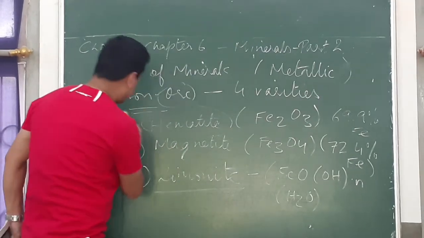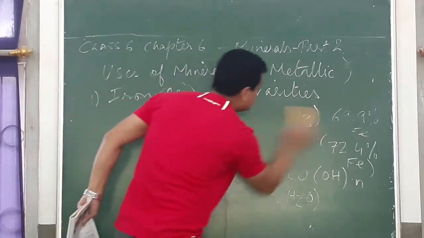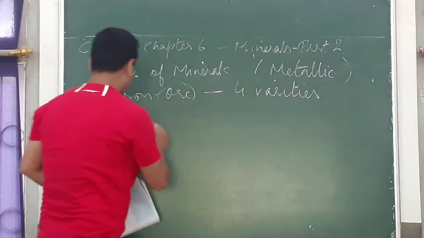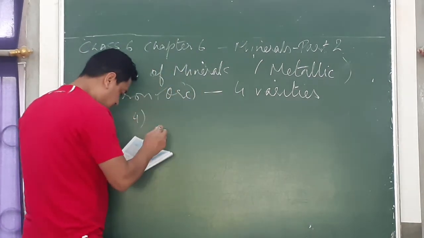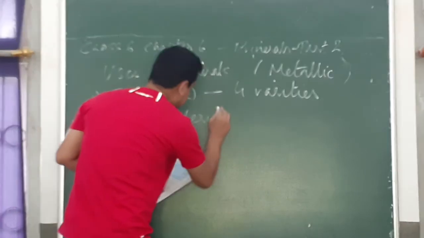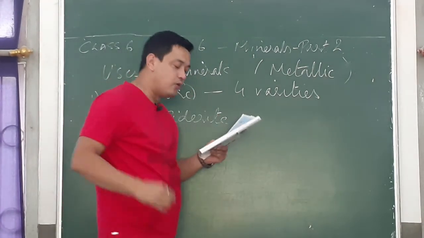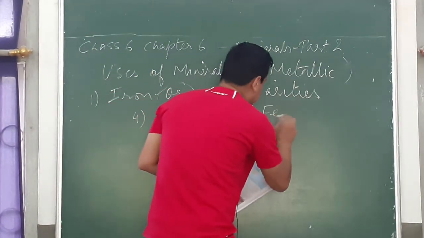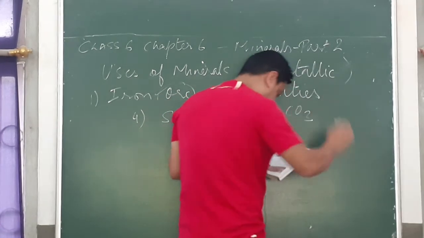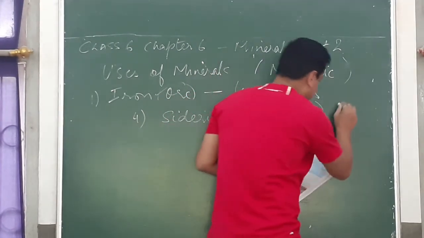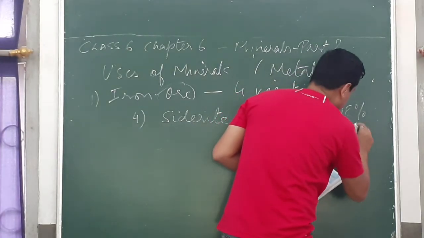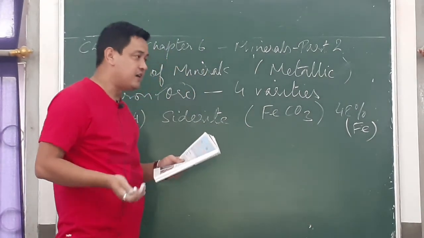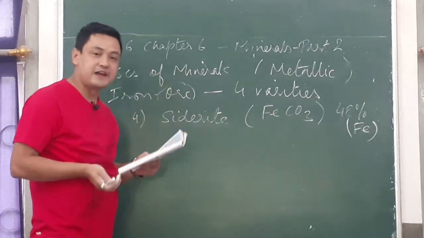And the last one, I'm writing it here. The last one is the less common, that is the fourth one, known as siderite. Siderite has the lowest iron content, about 20 to 30%. The formula is FeCO3, and it actually contains 48% of iron, Fe, in this variety. And it has the lowest iron content as compared to hematite, magnetite, limonite, etc.